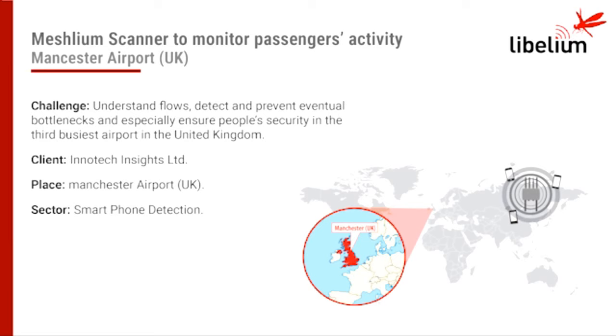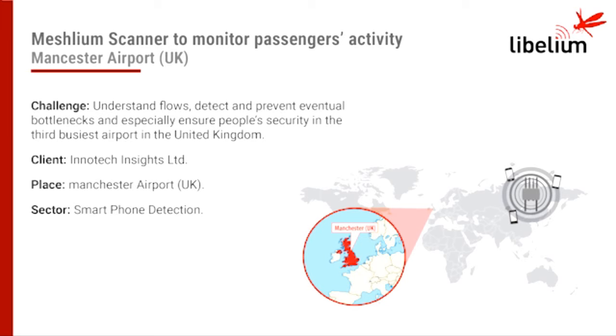Well, so 6 different devices were implemented in Manchester Airport. We need to know that this airport is one of the busiest airports in the UK, and more than 27 million passengers per year were registered in 2017.